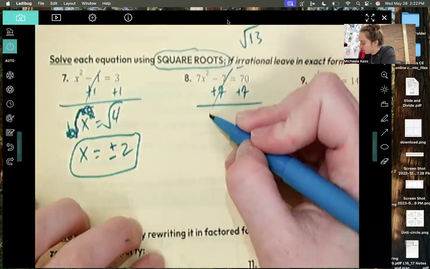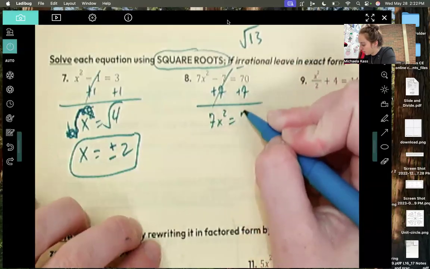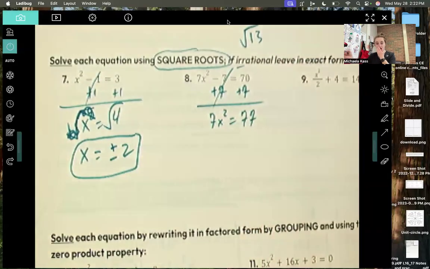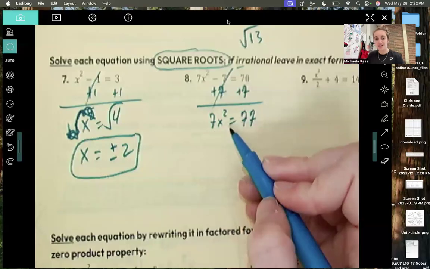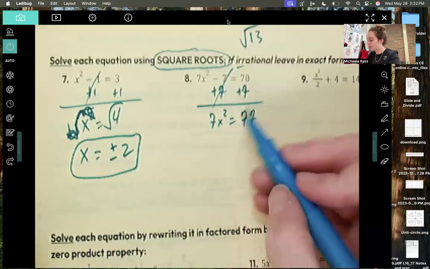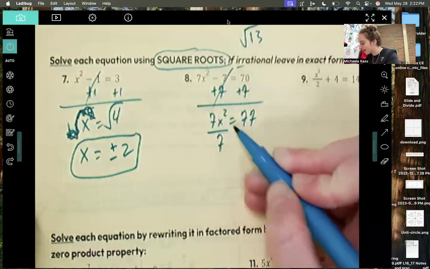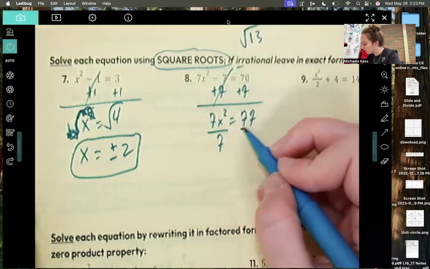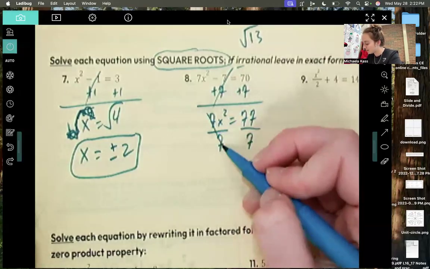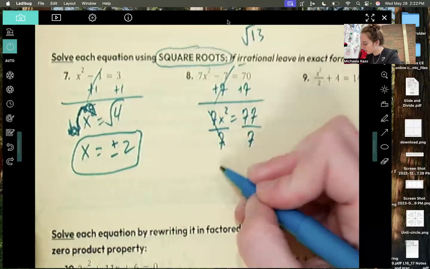All right, we got 7x squared equals 77. How do you get rid of that 7 attached to the x? You divide, okay? You don't square root anything until that x is completely by itself. So we divide both sides by 7. 77 divided by 7 is 11.